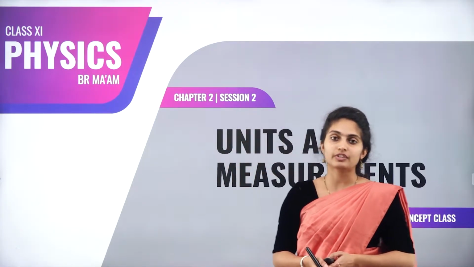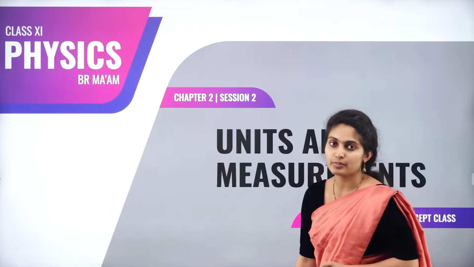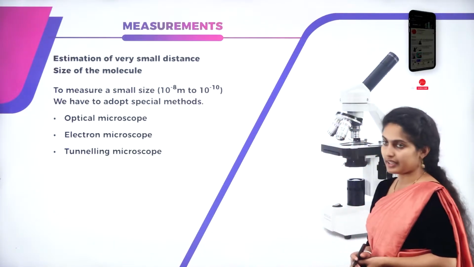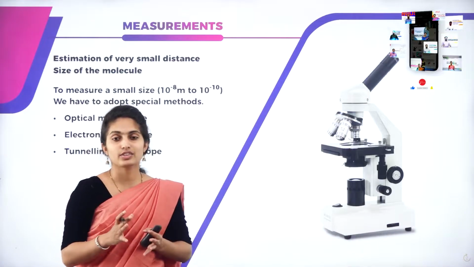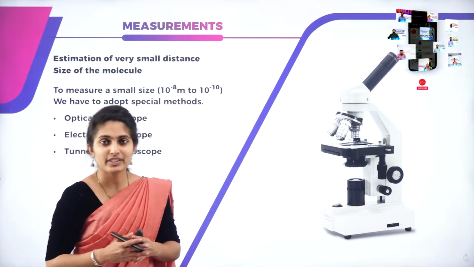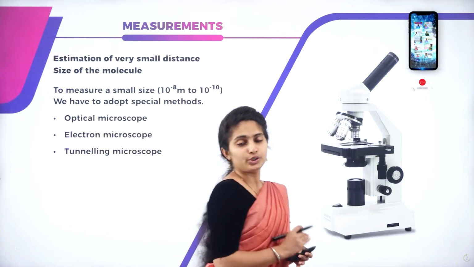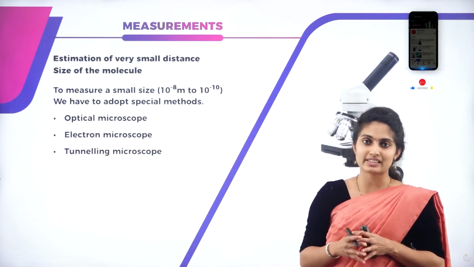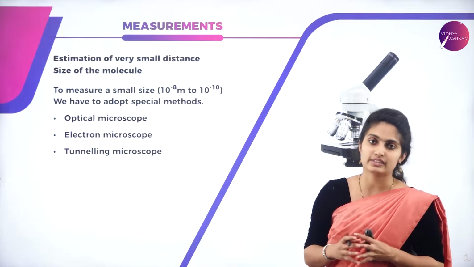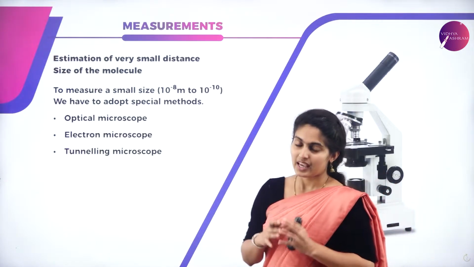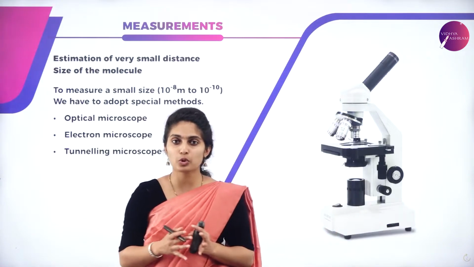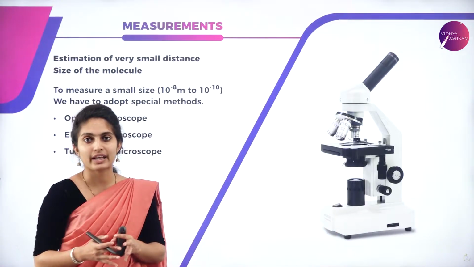In today's concept, we are studying much more about measurement, in the case of size. So here, the estimation of very small distances or the size of molecules is being seen. In order to estimate a very small size like atoms or molecules, we have to use a certain set of instruments, and it varies from microscopes to telescopes. It keeps on varying. Understood?